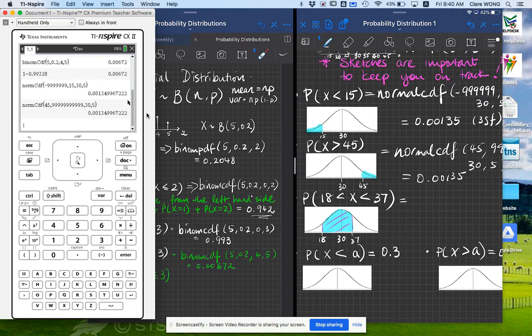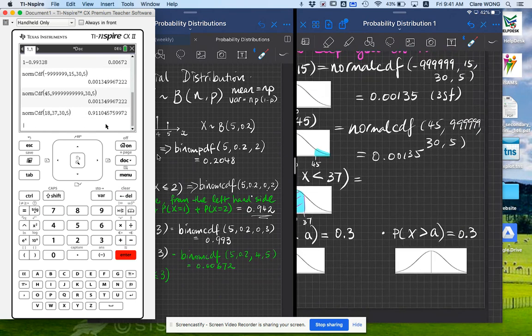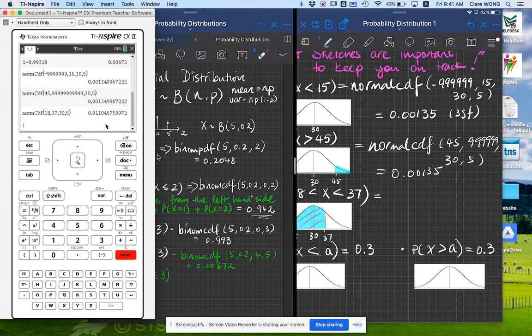Now this time, because we play with the upper and lower bound, we can see that then 18 must be our lower bound, and then 37 must be the upper bound. So let's copy this one and change it. I can change this to 18. Then we get 0.911.